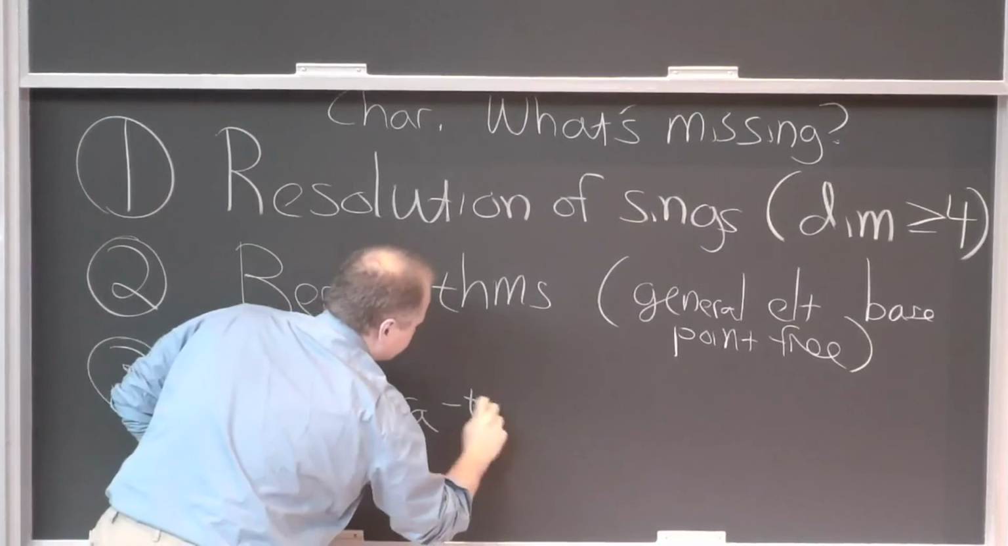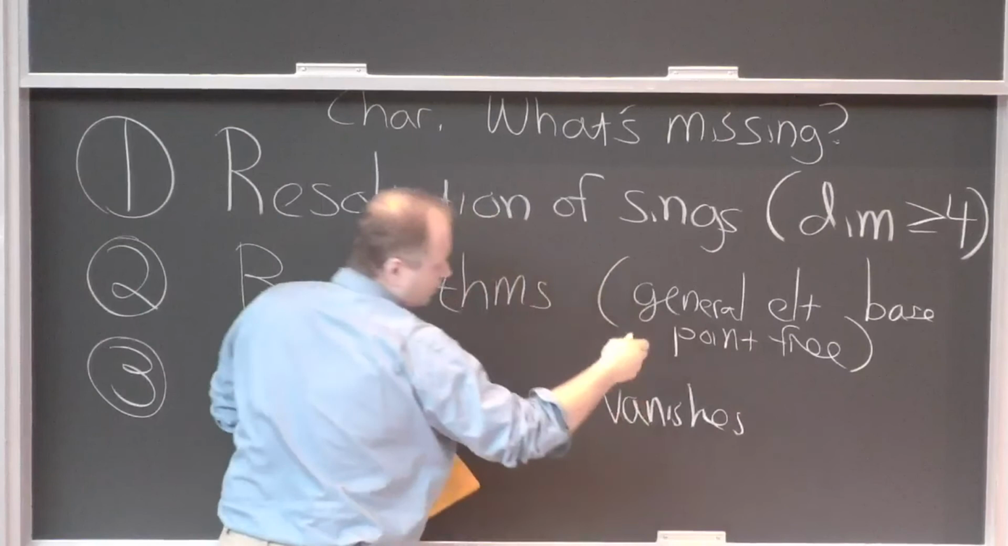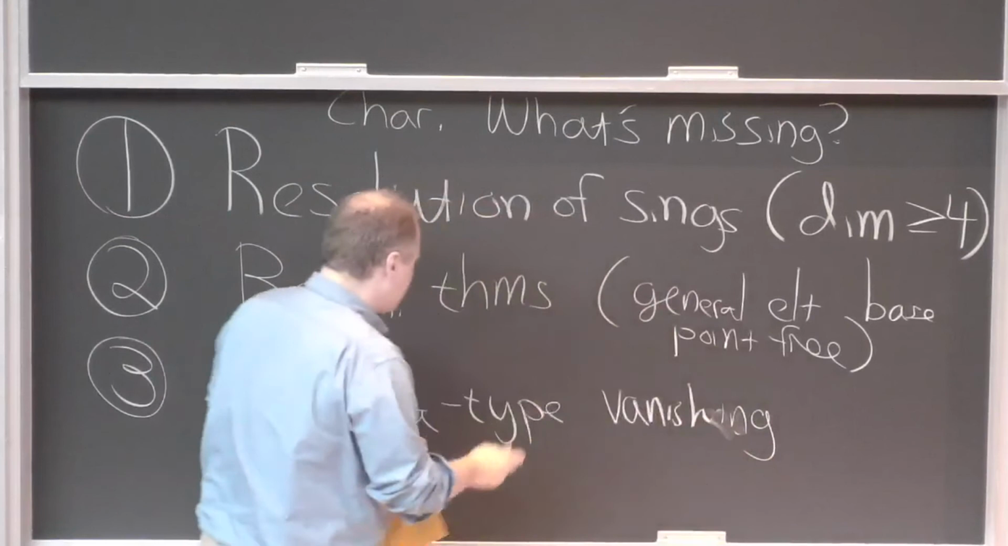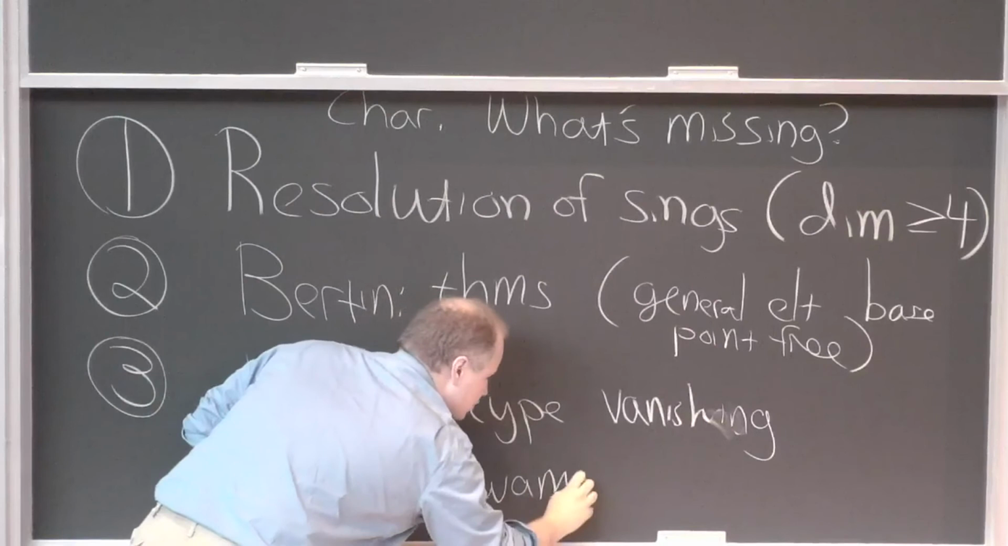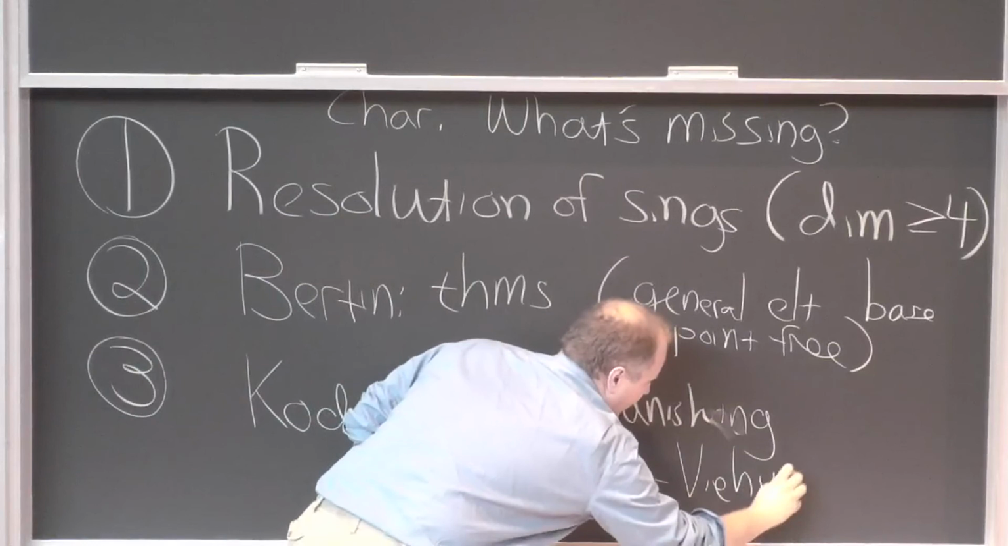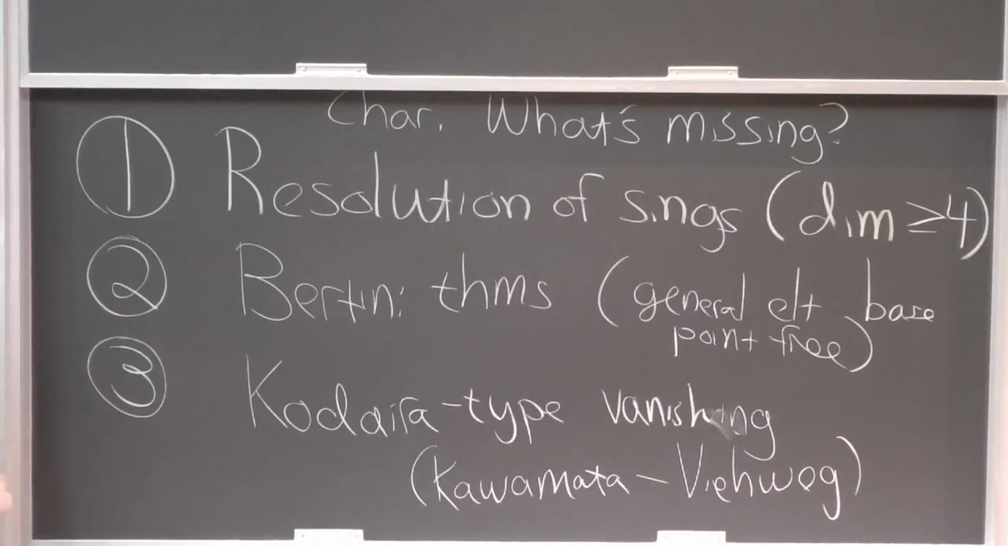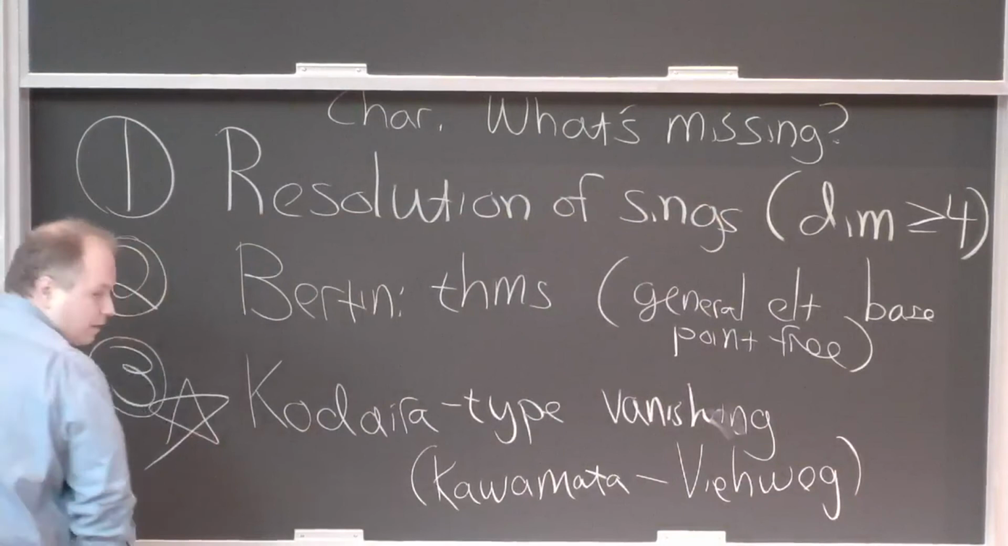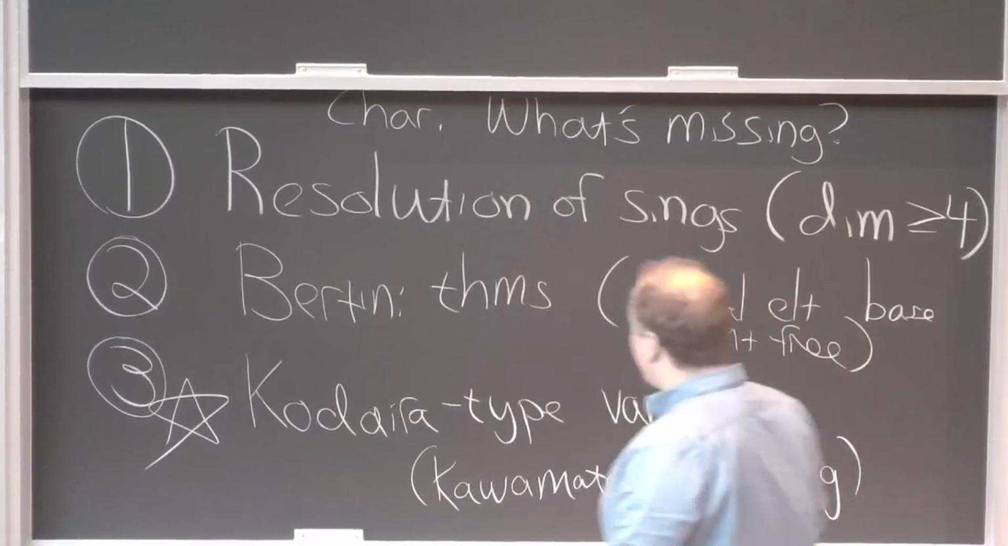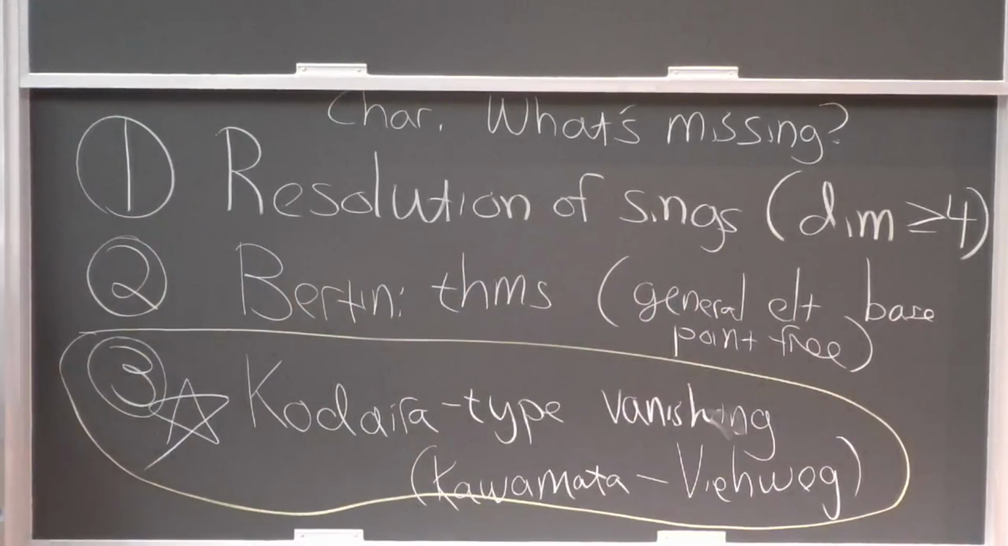So Kodaira, Akizuki, Nakano, maybe in one version, but really Kodaira-type vanishing, so I mean really Kawamata-Viehweg, because that's the form that's usually used in birational algebraic geometry. So what I'm going to talk about today is, maybe I'll put stars on it. Actually, I have some colored chalk here. I'll circle it in yellow. What I'm going to talk about today is at least one different way that we can bypass the fact that Kodaira vanishing is false in characteristic P, as Raynaud proved quite a while ago.